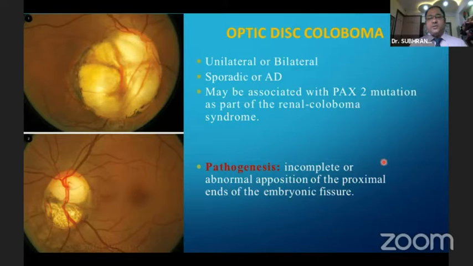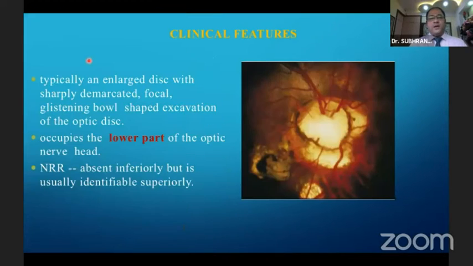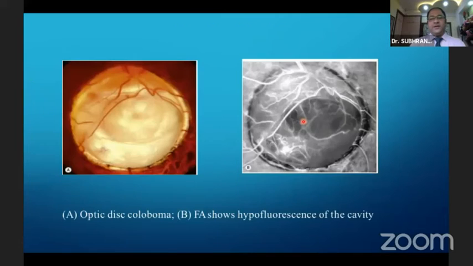Coming to the third entity, the optic disc coloboma might be unilateral or bilateral, and may be associated with a PAX2 mutation. Pathogenesis, once again, is the incomplete or abnormal apposition of the proximal ends of the embryonic fissure. So clinically, we have a typically enlarged disc with sharply demarcated focal glistening bowl-shaped excavation of the optic disc. It occupies the lower part of the optic disc, where actually the fusion of the fissure would have occurred. And the neuroretinal rim is usually absent inferiorly, but is identifiable superiorly.